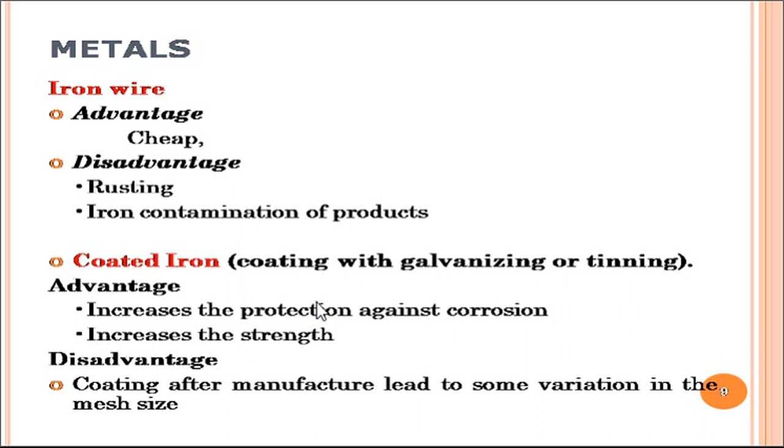Second is cotinide, which is generally used to avoid this kind of rusting, by purposefully adding this kind of contaminant within your product. So that will increase the protection against corrosion and also improve the strength of the material of construction.